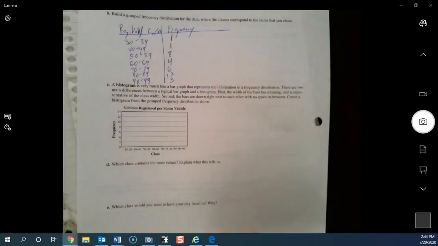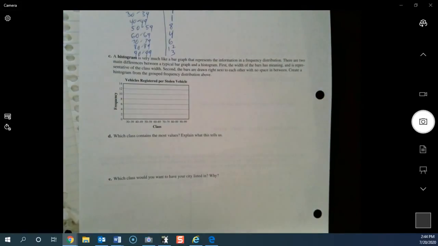This was the main reason why we were doing this page. So we're actually going to stop at C. Now with the histogram, it says a histogram is very much like a bar graph that represents the information in the frequency distribution. There are two main differences between the typical bar graph and a histogram. First, the width of the bars has meaning and is representative of the class width. Second, the bars are drawn right next to each other with no space in between. Create a histogram from the group frequency distribution above.